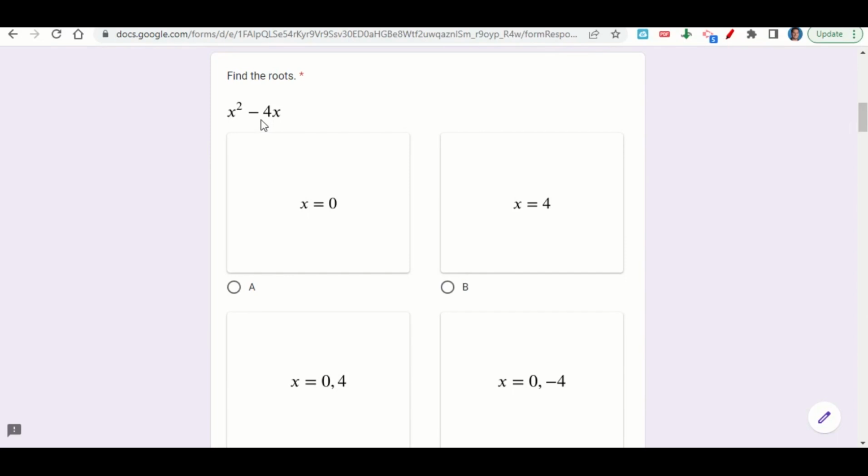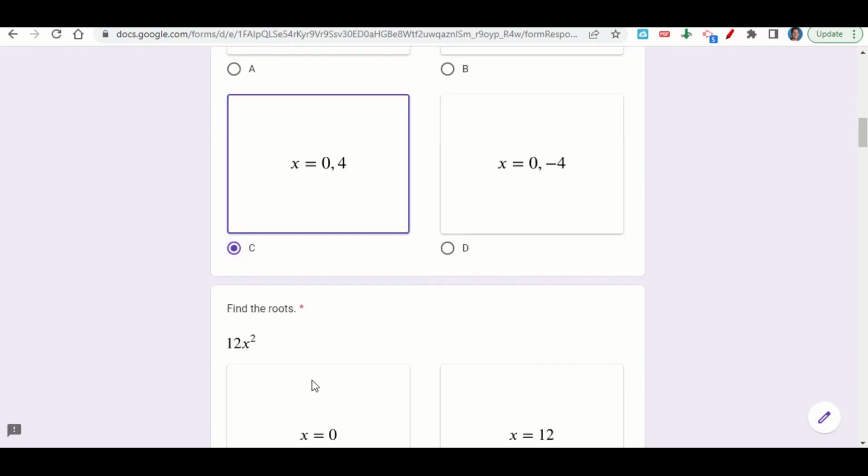So we set each of those equal to 0, so x equals 0, so that's one of them. And then we would take x minus 4 equals 0. We'd add 4 to both sides, so we're left with x equals 4. So our roots are 0 and 4. So we go ahead and mark that as our answer.